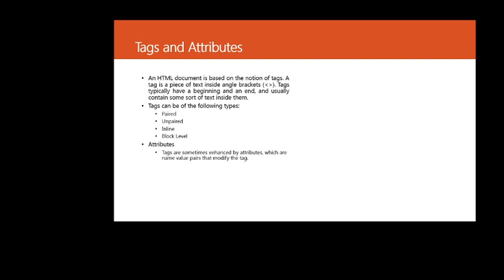Then a tag may or may not have attributes, and these attributes are used to enhance the tag's speciality. And these are name value pairs, meaning we will have certain names, and these names will have some value. That value can be used to modify the tag.